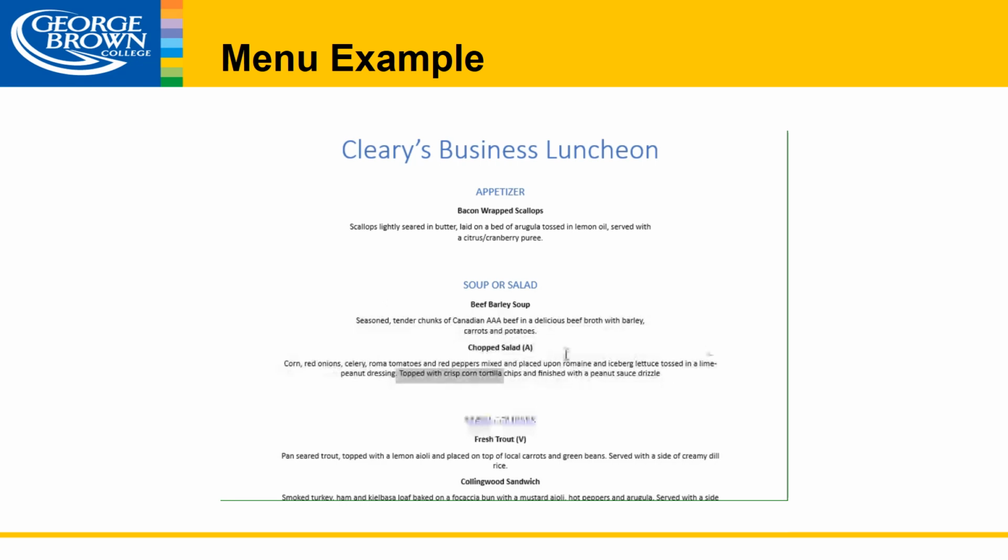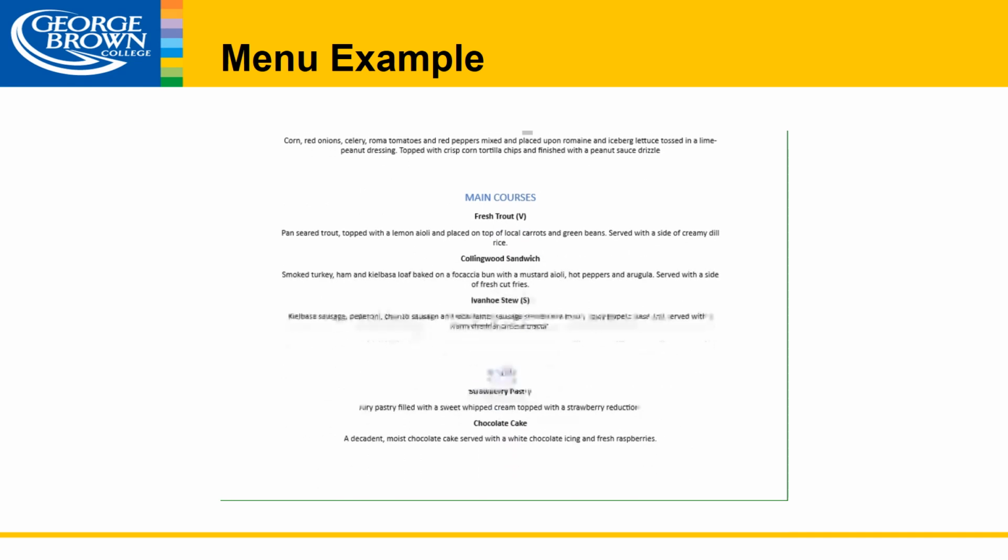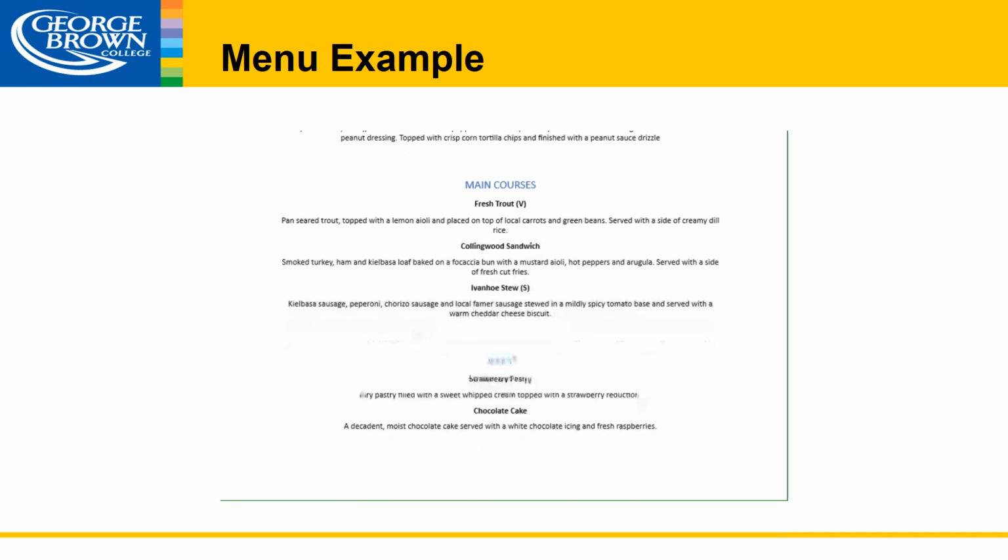Next, up here I have a little A in brackets. I'll get into what that means later, because I thought that was a pretty cool addition. The main courses, there are three. My fresh trout, which is pan-seared, again giving an idea of how it's prepared, topped with a lemon aioli, so you know exactly where that's going on the dish.